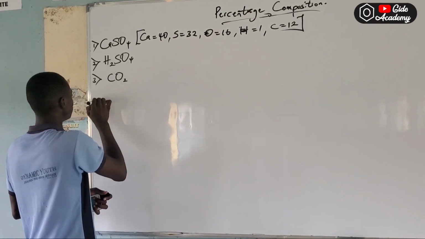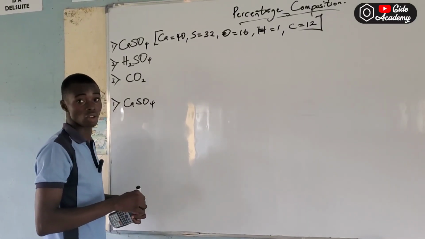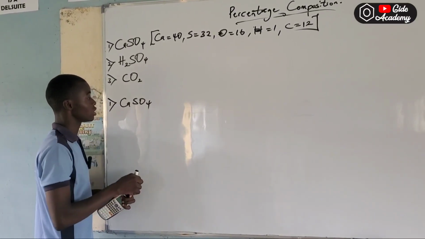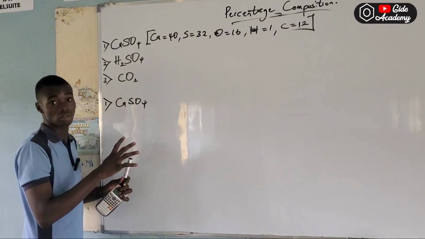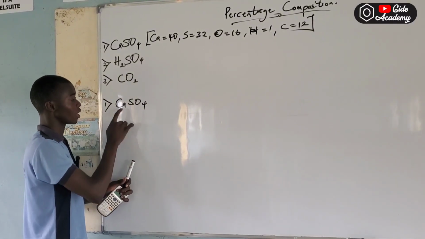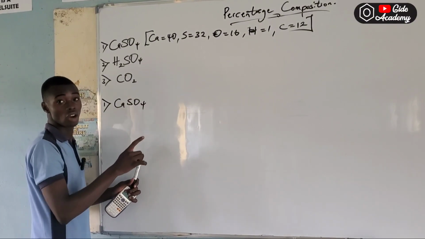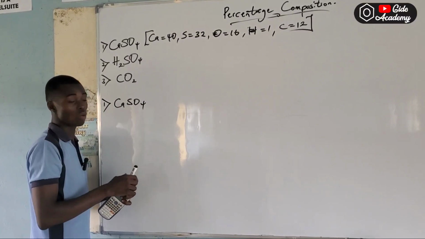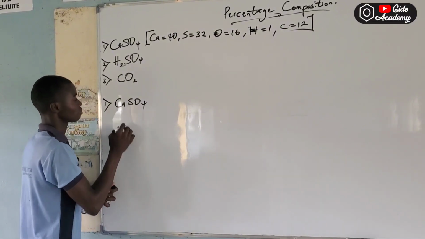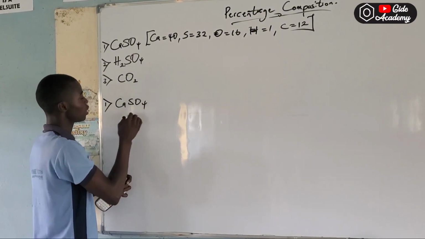We have number 1, calcium sulfate, CaSO4. So if you have a question like this, what is the percentage composition of this compound, or the percentage composition of calcium in this, or of sulfur in this, or of oxygen in this compound? What you are expected to do is this. I'm going to solve for all the constituents, but let's start with the formula mass.